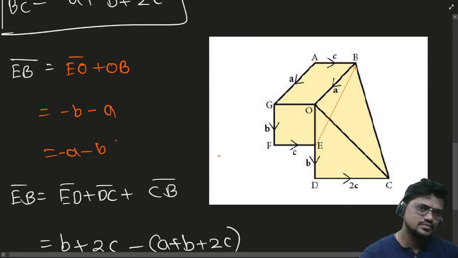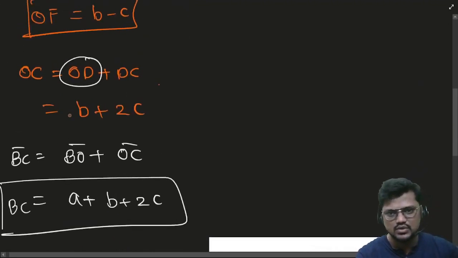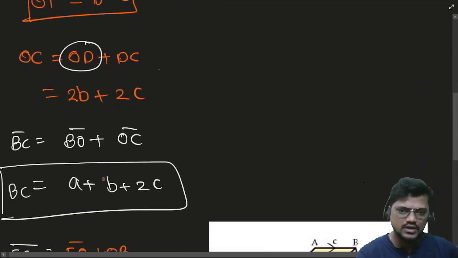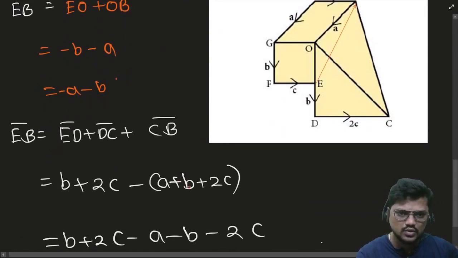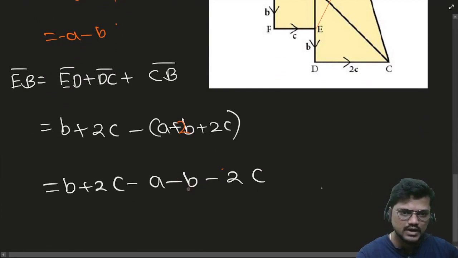Yes or no? So your OD is twice B, 2B plus 2C. Right? Over here also you'll get 2B plus 2C. And over here also it will be 2B plus 2C. So it will be minus 2B.